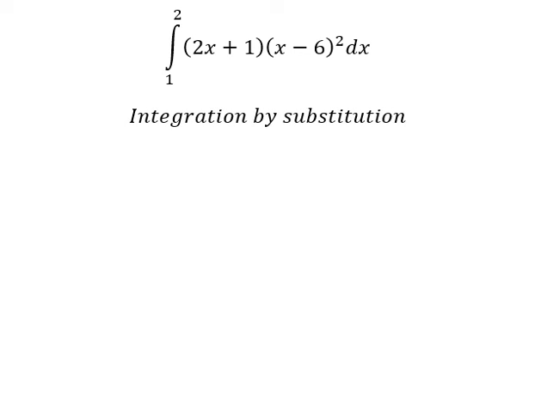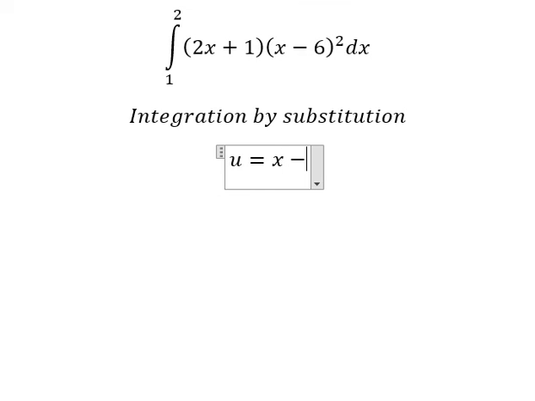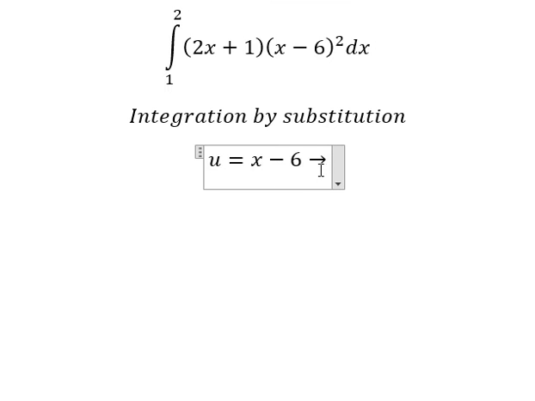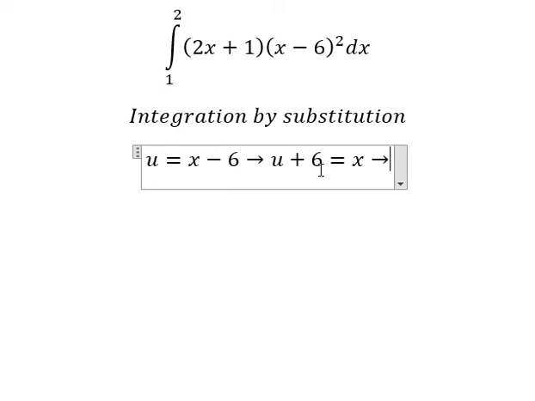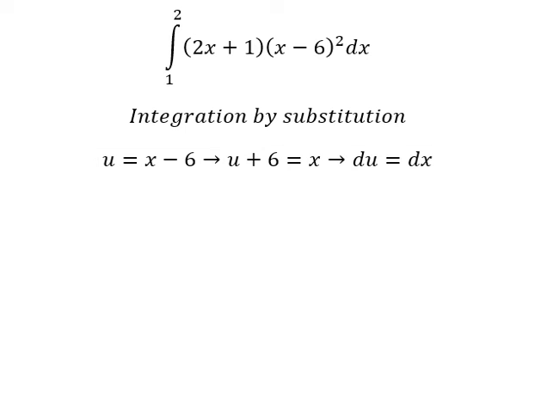So I will put u equals x minus 6. Because we still have x, I will move negative 6 to the left, and you get u plus 6 equals x. Later we take the first derivative of both sides, and we have du equals dx.